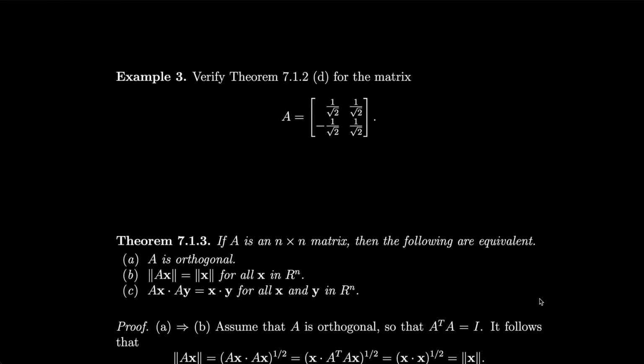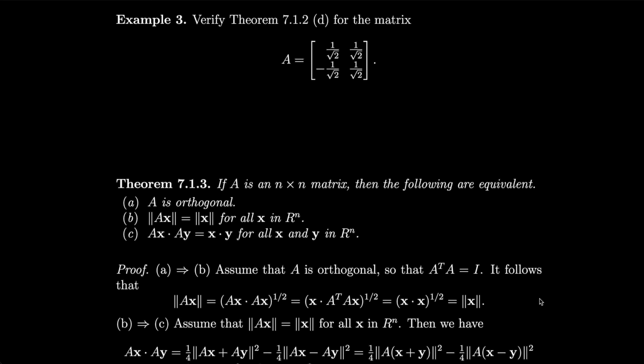So let's do an example where we verify the theorem that we just did, part D of it, for the matrix given. Obviously, we're not proving the theorem in entire generality by just doing this one example, but we'll just check that it works for this one. Notice that in this case, if I look at A transpose multiplied by A, we'd end up with a ton of cancellation, and we'd end up with the identity. So A is orthogonal.